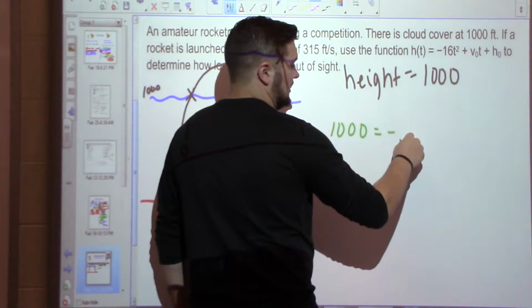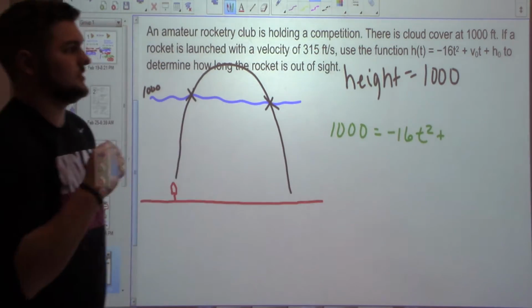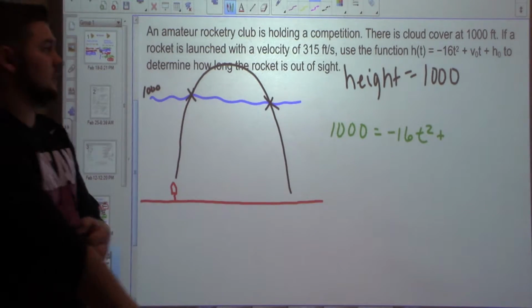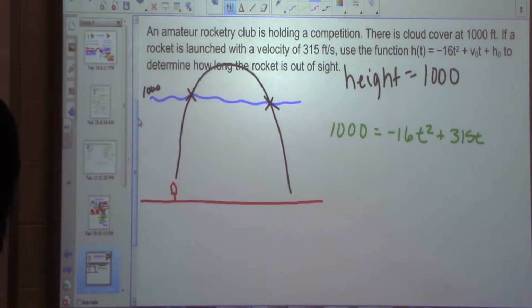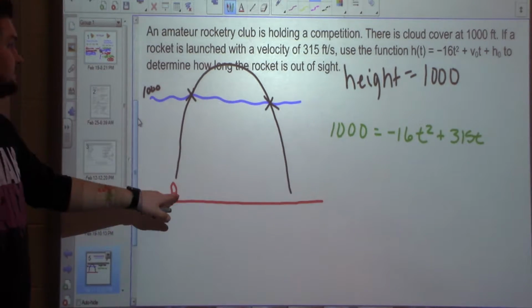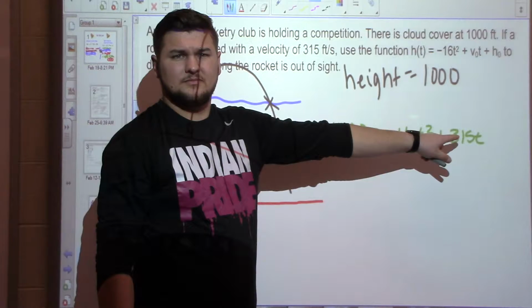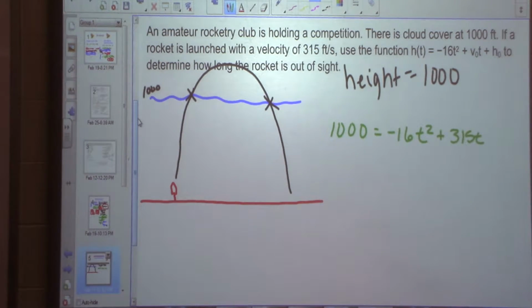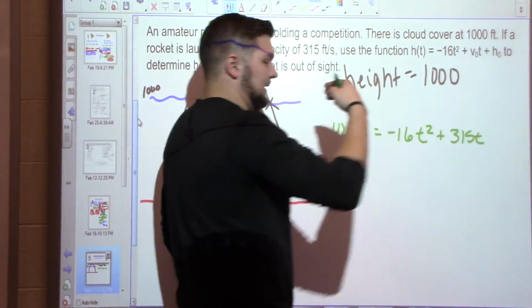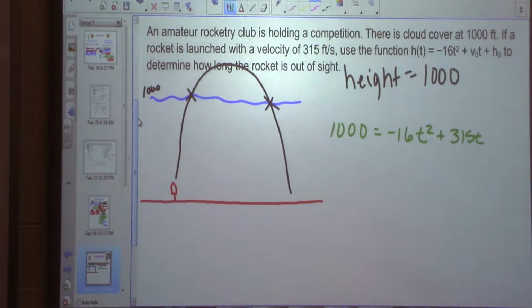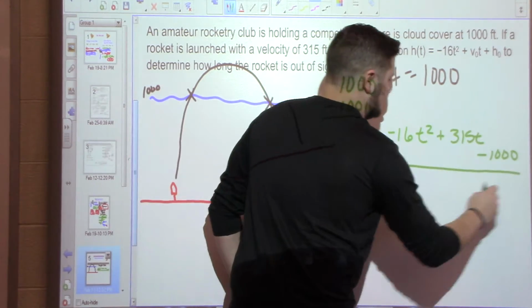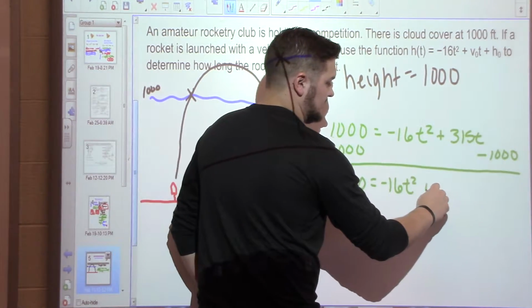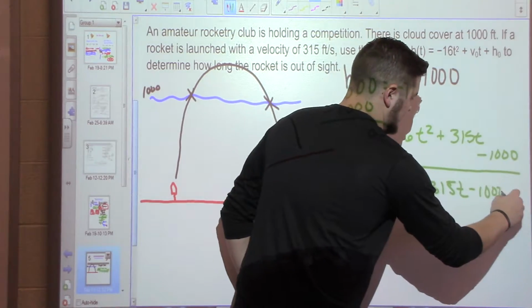So if we want the height to equal 1,000, I'm going to take my equation here and make it equal 1,000. So 1,000 equals negative 16t squared plus, what's my initial velocity? 315 feet per second, so 315t. What's my initial height? 0, right? The rocket starts on the ground. So do I have to put plus 0? I don't have to, but if you want to, you can. Now to solve for t, what's the big thing that I need? Equal to 0. So before I can do anything, I need to subtract 1,000. Zero equals negative 16t squared plus 315t minus 1,000.